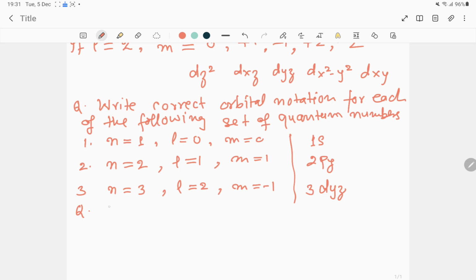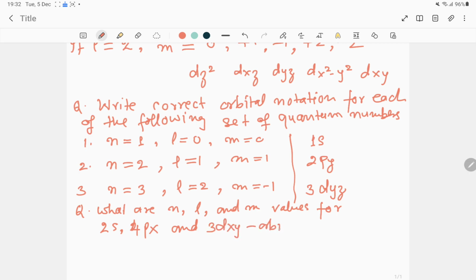Next question. What are the principal quantum number, azimuthal quantum number, and magnetic quantum number values for the 2s orbital, for the 4px orbital, and for the 3dxy orbital?